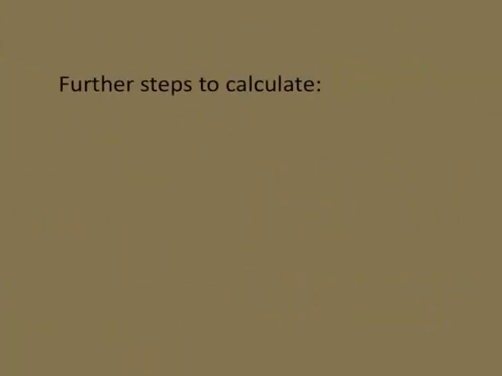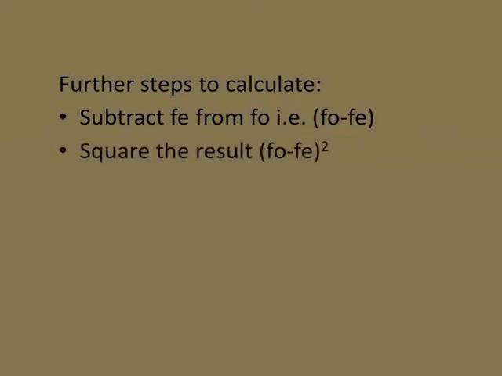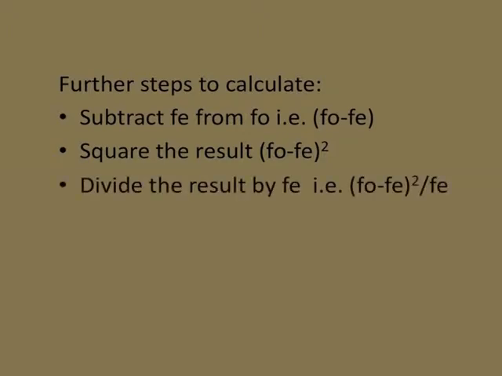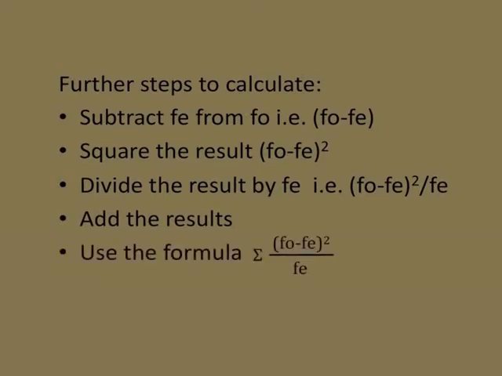Once we calculate the expected frequencies for all the scores, we need to do the following steps. Further steps to calculate is to subtract Fe from Fo, that is Fo minus Fe. Next, we square the result, which is Fo minus Fe whole square. Divide this result by Fe, that is Fo minus Fe whole square by Fe. Add all the results that you obtain using the formula sigma Fo minus Fe whole square divided by Fe.